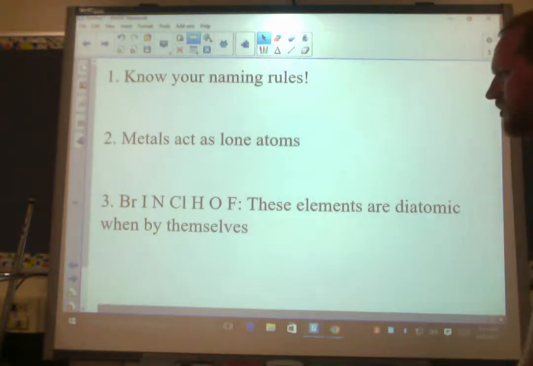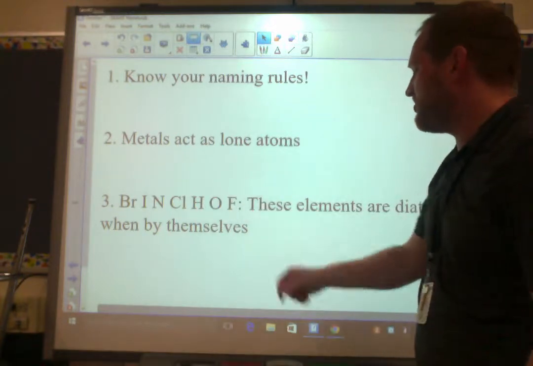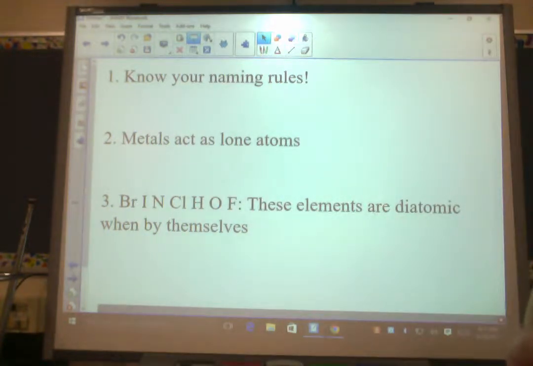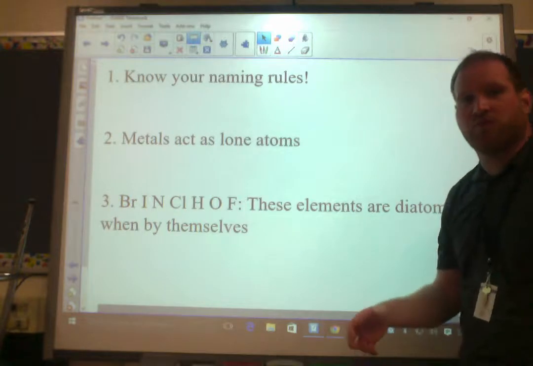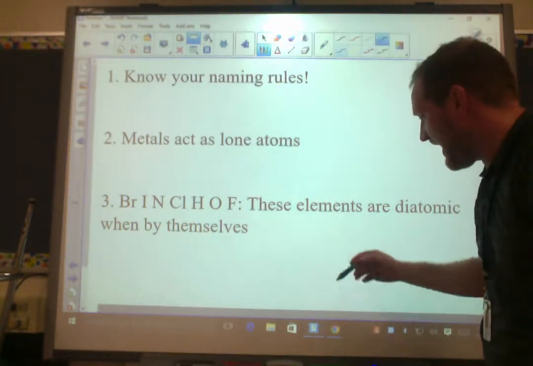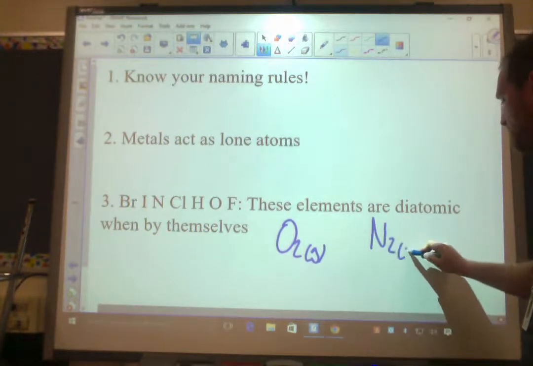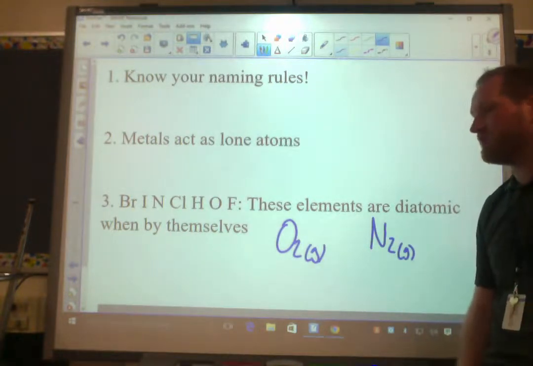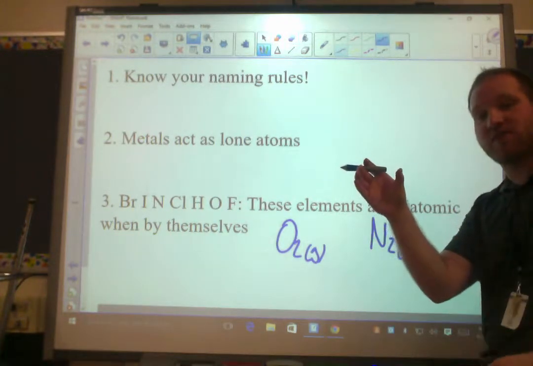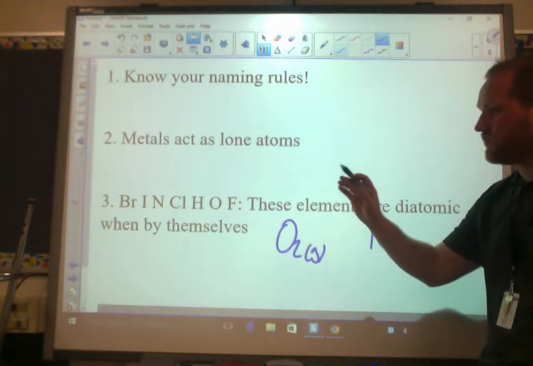Rule number 3, Brinclhof. Bromine, iodine, nitrogen, chlorine, hydrogen, oxygen, fluorine. These elements are diatomic when by themselves, meaning if you just have a sample of one of those elements, it's always going to pair up. So if I tell you we're breathing in oxygen gas, oxygen gas is O2 gas. Or nitrogen gas is N2 gas. Or if I have a sample of bromine, which is actually a liquid at room temperature, if I just have a beaker that says bromine on it, that's not going to be Br. It's going to be Br2. That's when they're by themselves.